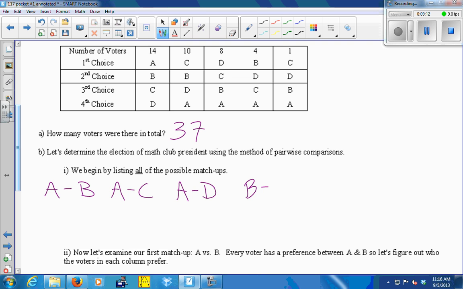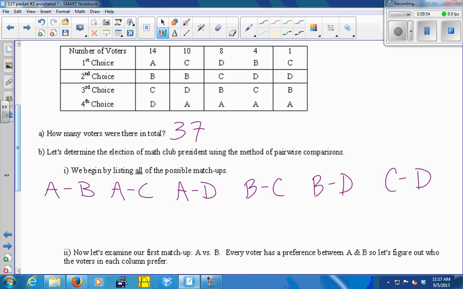A against everybody else. And then we're going to do B's matchups. B against A, but we already have B against A written over here. So we go B against C and B against D. And then we're going to do C's matchups. And C has to go against A, B, and D. But we already have C against A and C against B written down. So we just have C against D. And then D's matchups, D has to go against A, B, and C, and that's already done. D has gone against A, D has gone against B, and D has gone against C. So these are the 6 possible head-to-head matchups, the 6 comparisons.